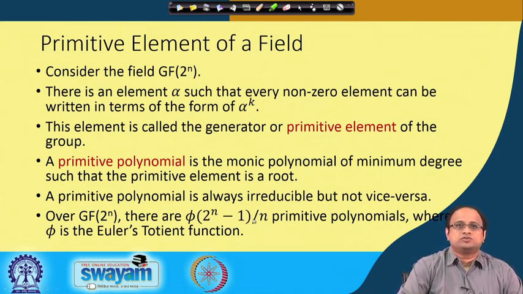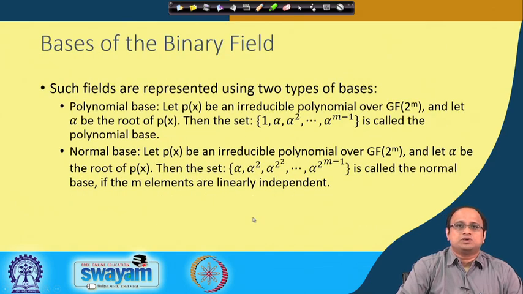Okay. So, with this background, we can start to look into the fields in much more detail. How do we express the elements in the field? There are two important ways in which you can do that. One is called polynomial basis, and the other is called normal basis. In polynomial basis, you again start with an irreducible polynomial. As we have been discussing, if I want to extend GF(2) to GF(2^m), then I have to use an irreducible polynomial.